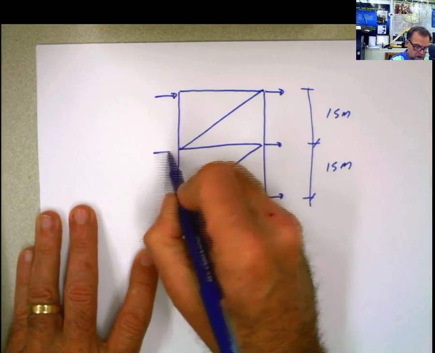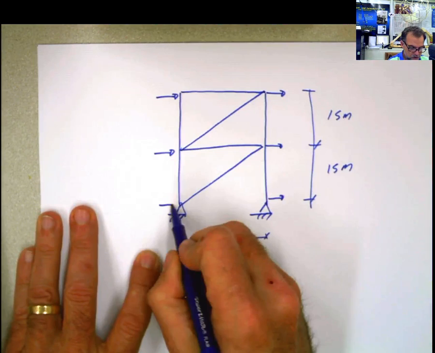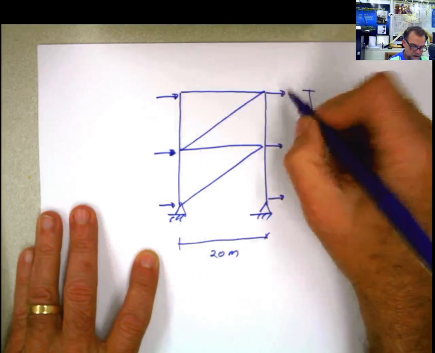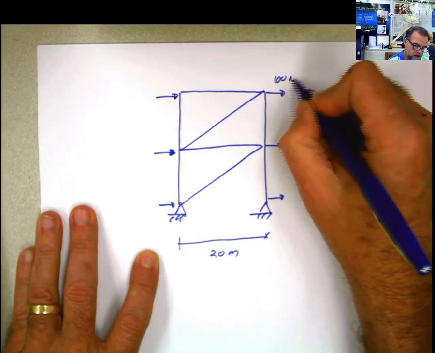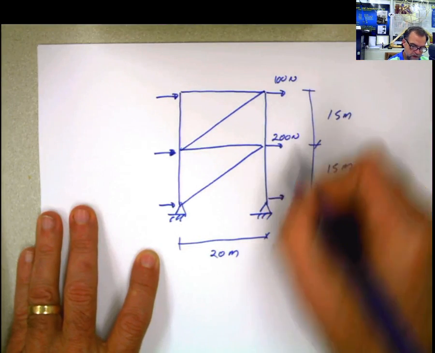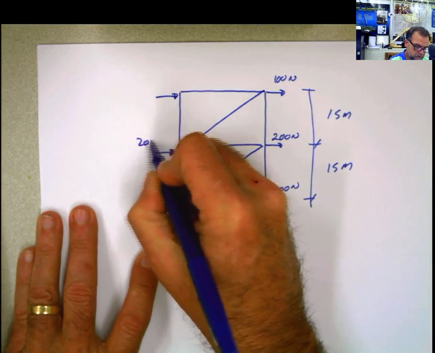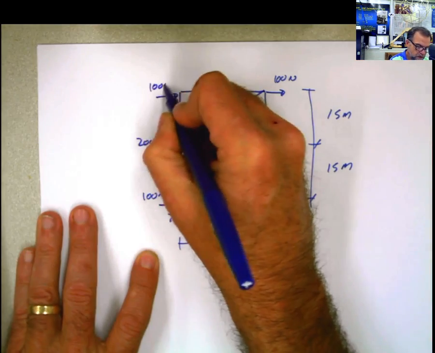Remember, this is a truss, and because it's a truss, the forces should be applied at the joints, and all the joints should be pinned. Otherwise, it's not a truss, or it might look like a truss, but it doesn't behave like one. Okay, that's the problem.